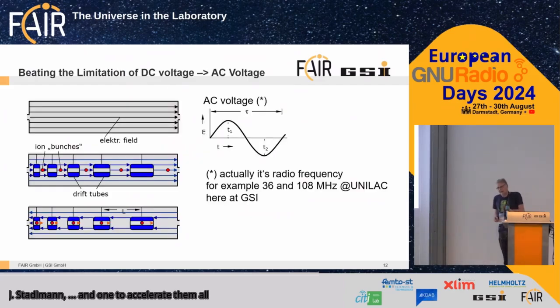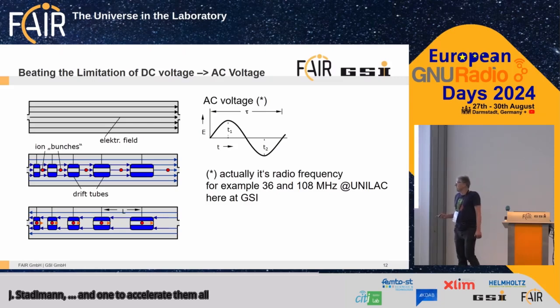And now I have to make a confession. This is a confession of all accelerator physicists, basically. We cheat the ions all the time. We take a very low alternating voltage and make them believe that they're accelerated by a very high voltage, but we always use the same low accelerating voltage. And this is, for example, in the case of our first accelerator here, RF with 36 or 108 megahertz. So we are all getting in the RF regime.